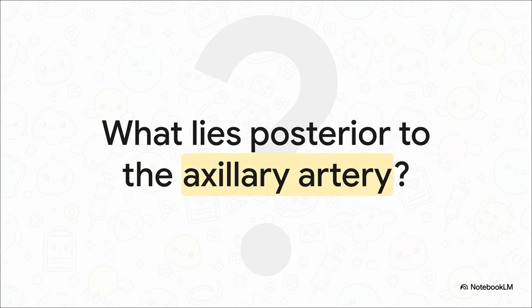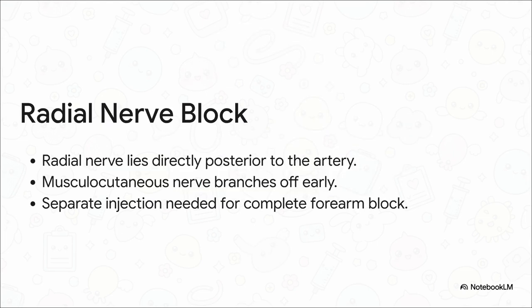All right, question 39. Which of the following lies posterior to the axillary artery that can be damaged during administration of an axillary nerve block? Could it be the ulnar nerve, median nerve, radial, musculocutaneous, or the brachial plexus? The correct answer is C, the radial nerve. Think about the spatial anatomy of that tight neurovascular sheath.